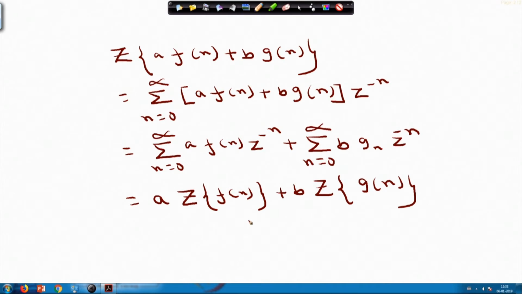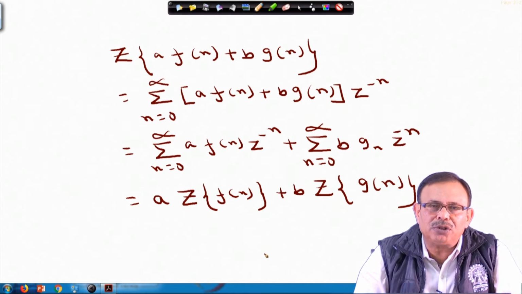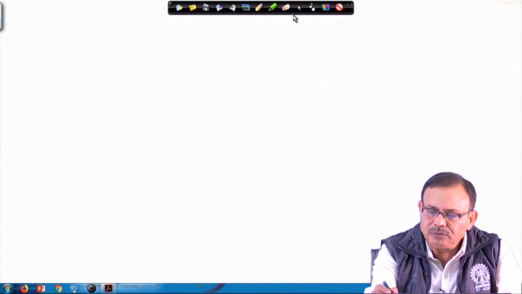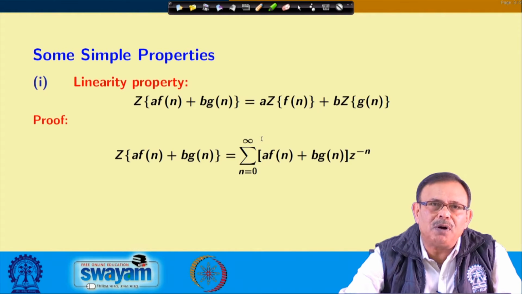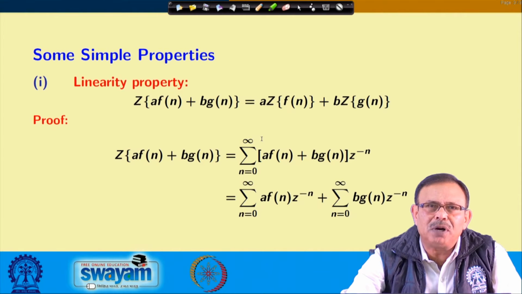And this completes the proof of the linearity property: Z transform of A f n plus B g n is equal to A into Z transform of f n plus B into Z transform of g n. Let us see it quickly here. Using the definition of Z transform, summation n equals 0 to infinity, the function A f n plus B g n into z to the power minus n. I can break it into two parts, and the first part is nothing but A into Z transform of f n plus B into Z transform of g n.